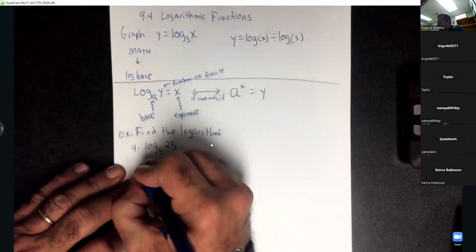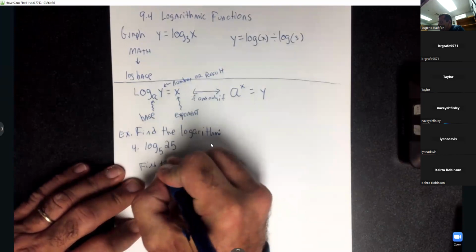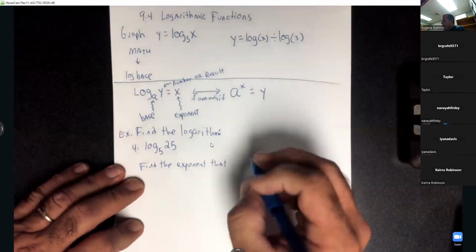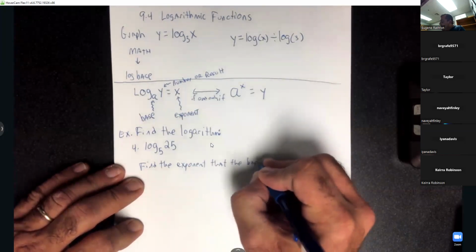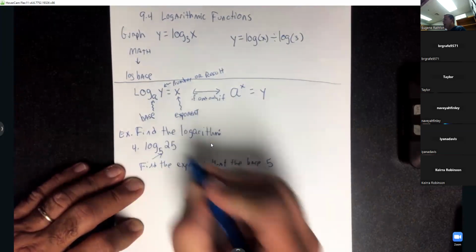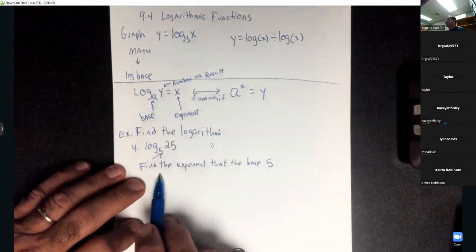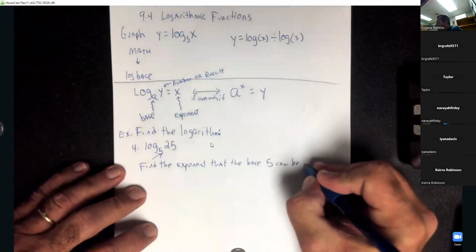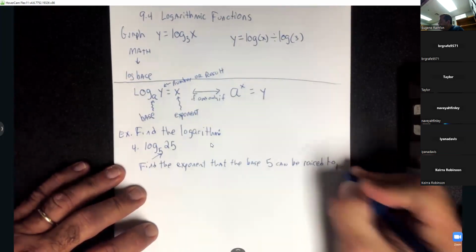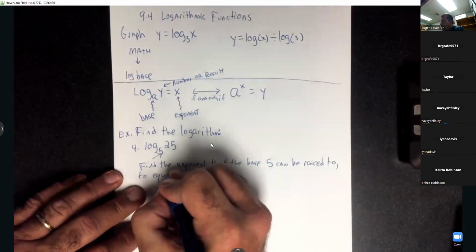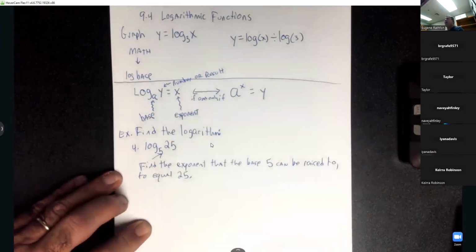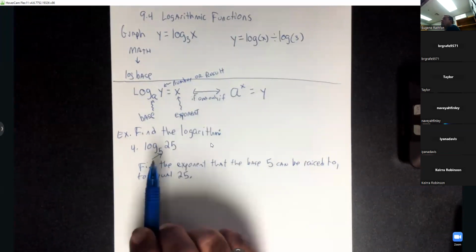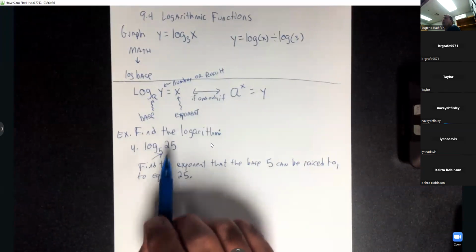This wants to find the exponent that the base 5, so there's my base 5, the little subscript, can be raised to equal 25. So y'all, what exponent would I raise that 5 to turn it into a 25?